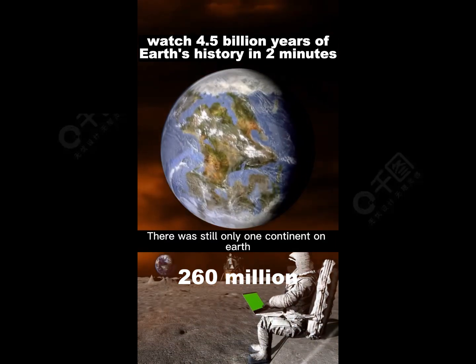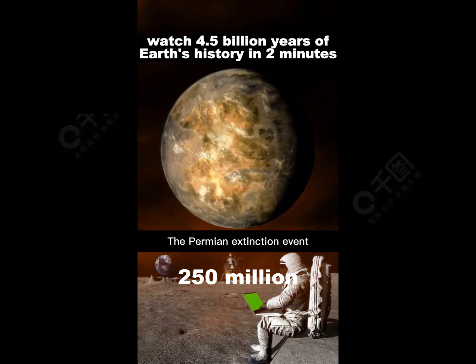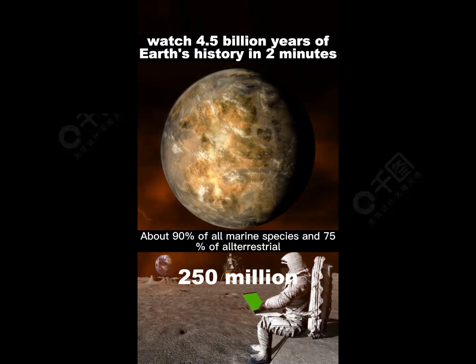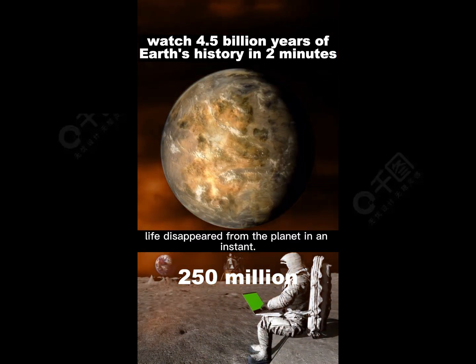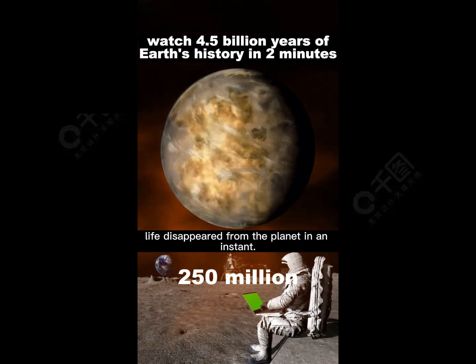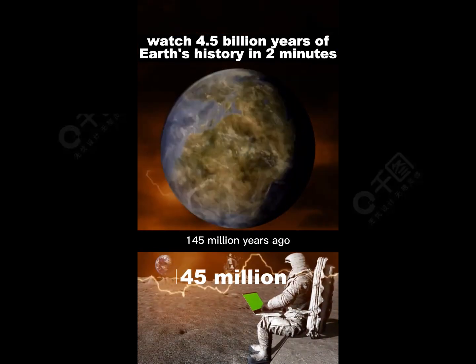260 million years ago, there was still only one continent on Earth. 250 million years ago, the Permian extinction event. About 90% of all marine species, and 75% of all terrestrial life, disappeared from the planet in an instant. 220 million years ago, the dinosaur empire emerged.